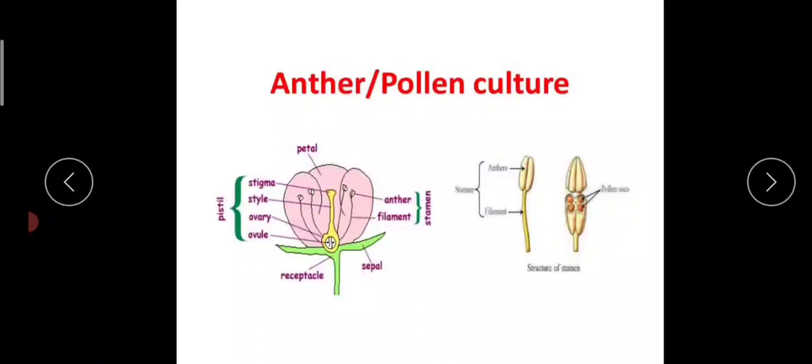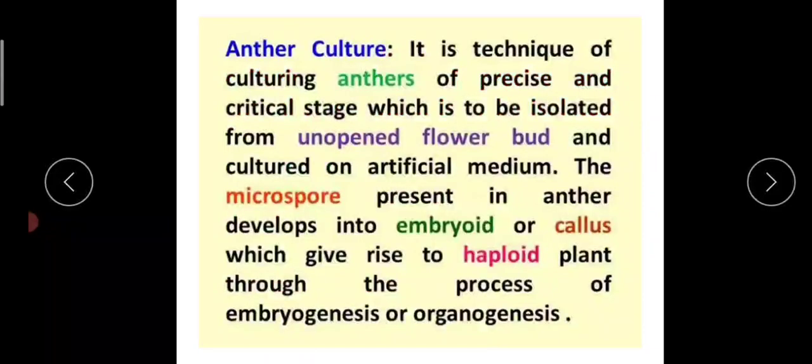Okay, so the question will be coming like haploid production through anther culture or haploid production through pollen culture. So you are supposed to answer the question by describing the anther culture process along with the flowchart or diagrams. So anthers are cultured in lab conditions or in vitro conditions in a suitable culture medium for developing haploid plants.